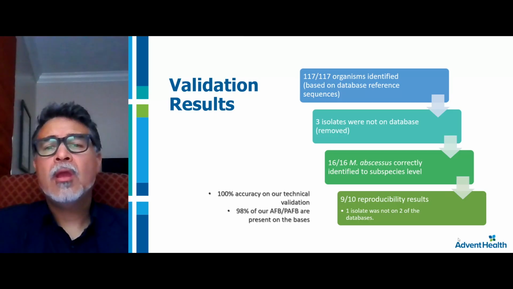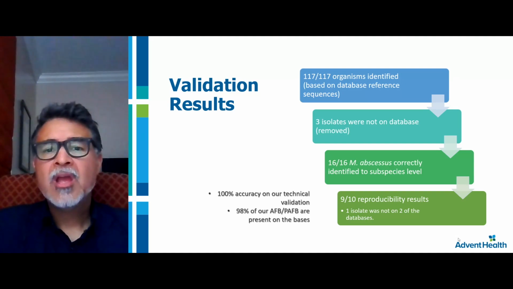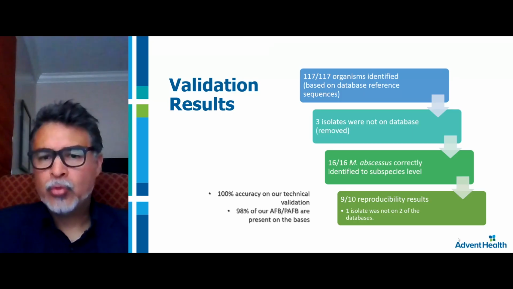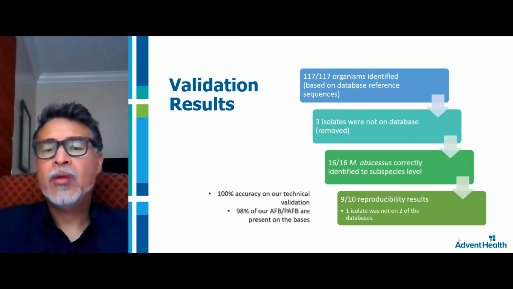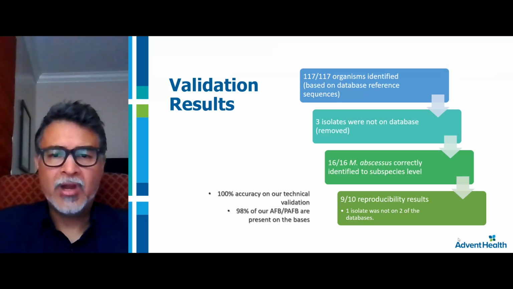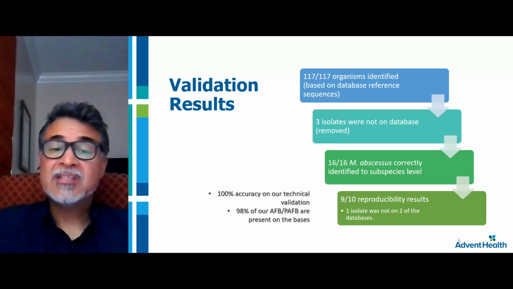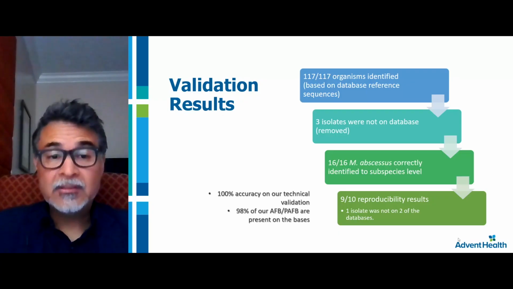In total, we ended with 117 organisms that were identified. The reason for that number is that they were present in the 3 databases. 3 isolates were removed because they were not in one of the databases. 16 out of 16 abscessus were correctly identified to species level, and we have good reproducibility, 9 of 10 organisms. One of them was not present in 2 of the databases, so that's why we only reproduced 9 of the organisms. We have 100% technical accuracy. That means if the organism is in the database, we were able to identify it.